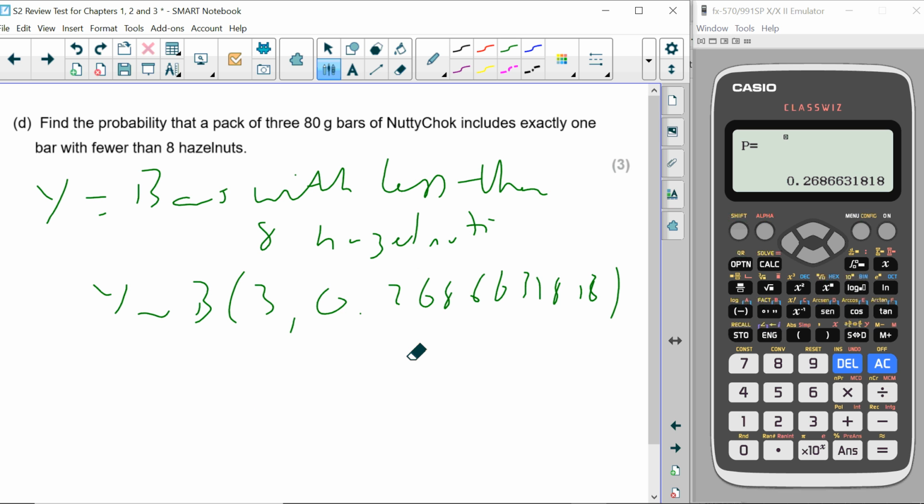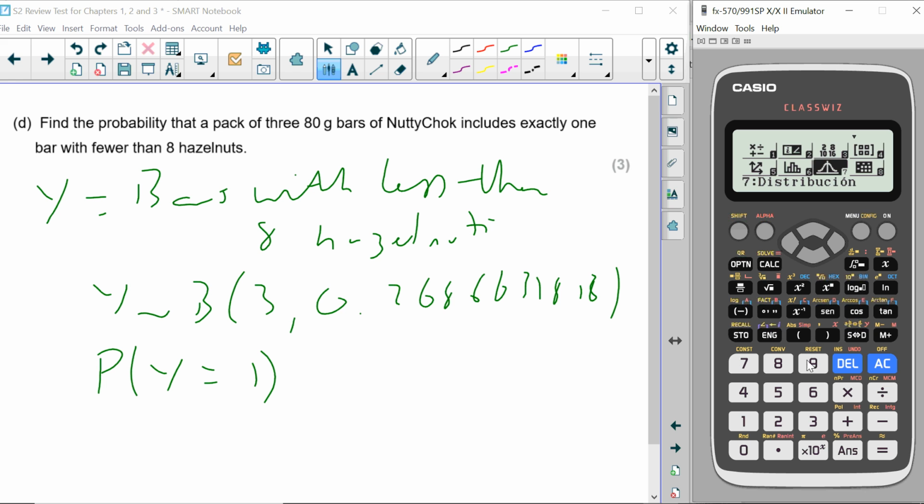This is what I said would happen earlier, that you can sometimes get situations where they give you an earlier part of the question where you're explicitly using a Poisson, and the later part you use that Poisson to set up a binomial. So what we've now got to do is work out the probability that it includes exactly 1 bar with this criteria. So in other words, the probability that Y is equal to 1.